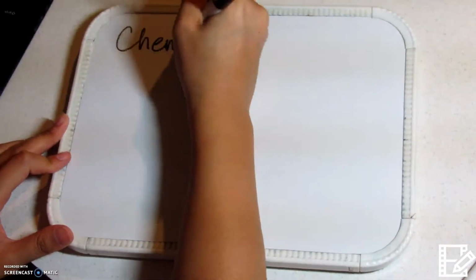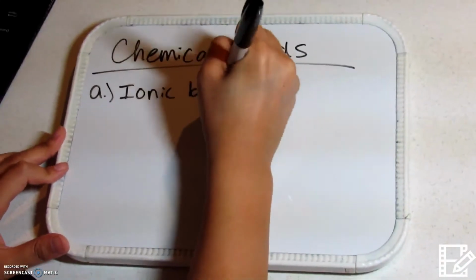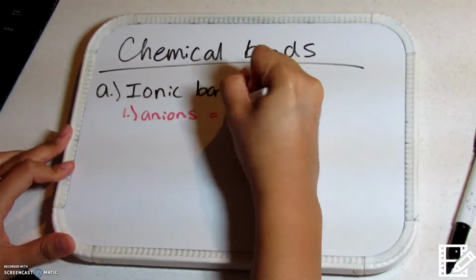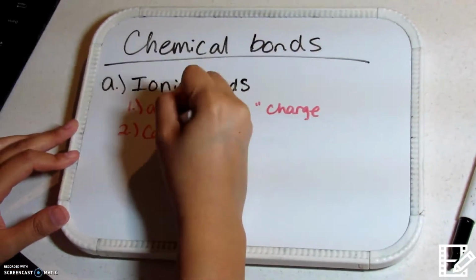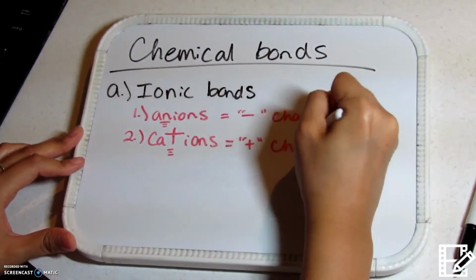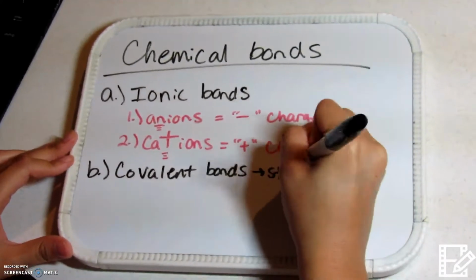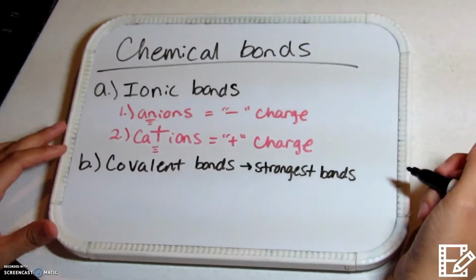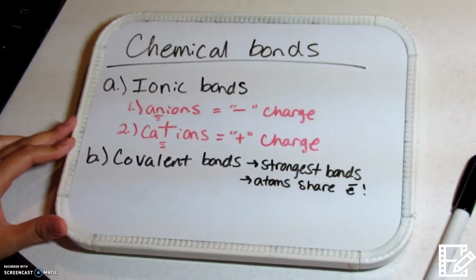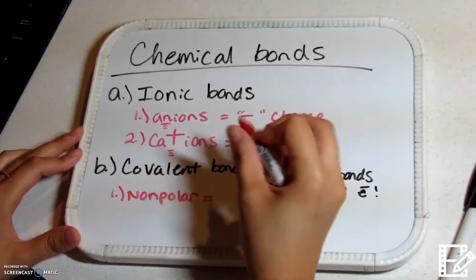Next part is chemical bonds. Chemical bonds have three parts to them, and that's ionic bonds, covalent bonds, and hydrogen bonds. Ionic bonds are described when it's added in water, it'll fall apart. And it has anions and cations. Anions are negatively charged, and cations are positively charged.